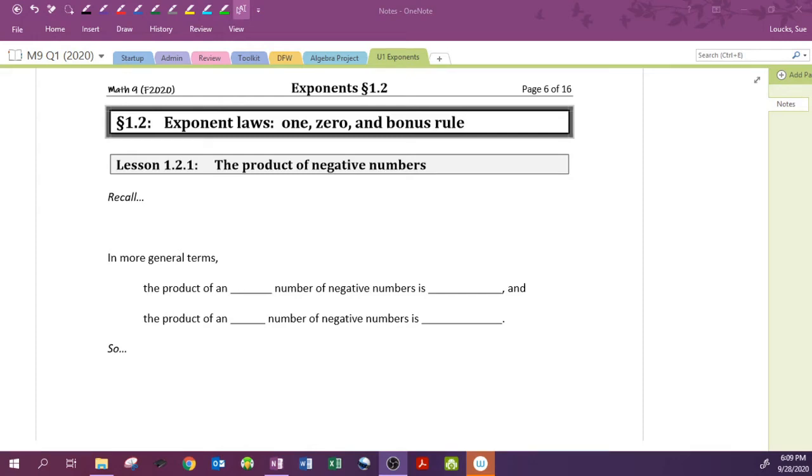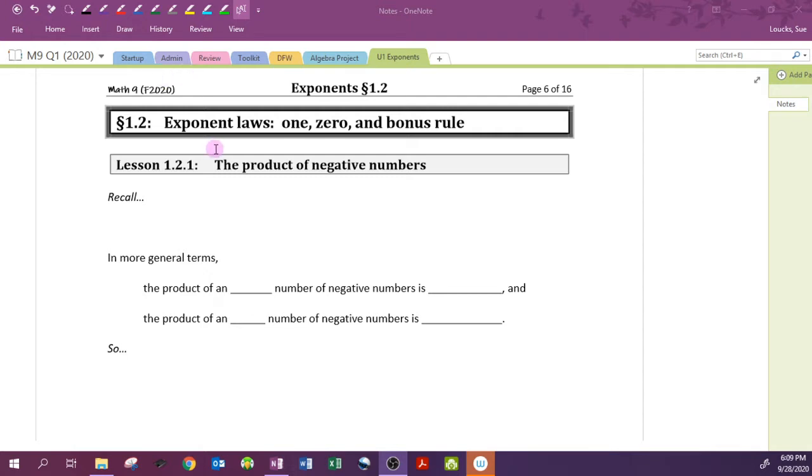Hello again. We are into our second lesson on exponents, and we are doing the exponent laws for 1 and 0, and what I call the bonus rule, because it's not one that is ever explicitly shown in any textbook I've seen, but I think it's really helpful, and so I do it as a rule.